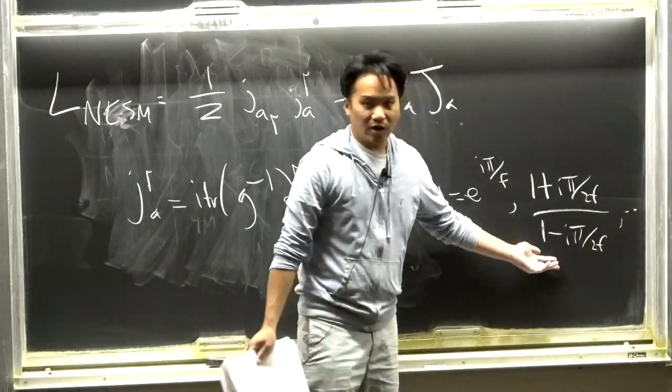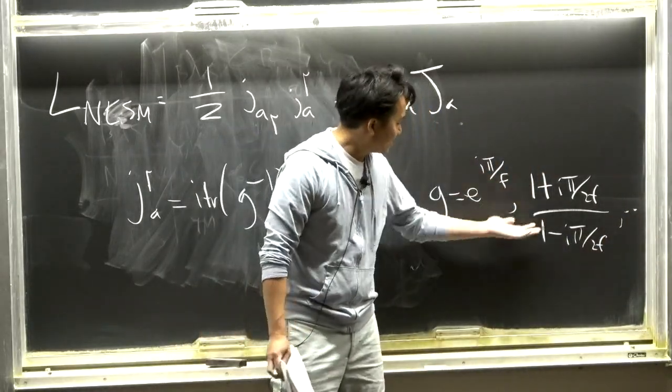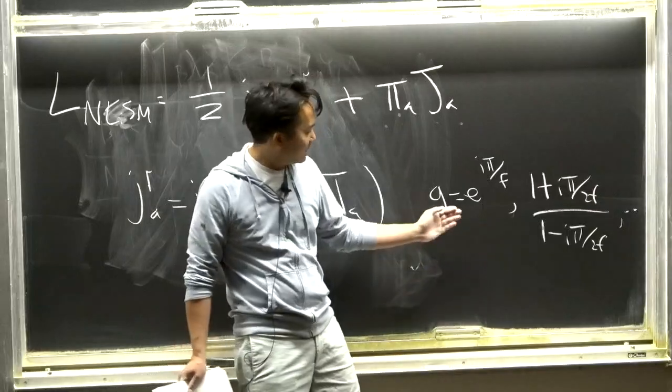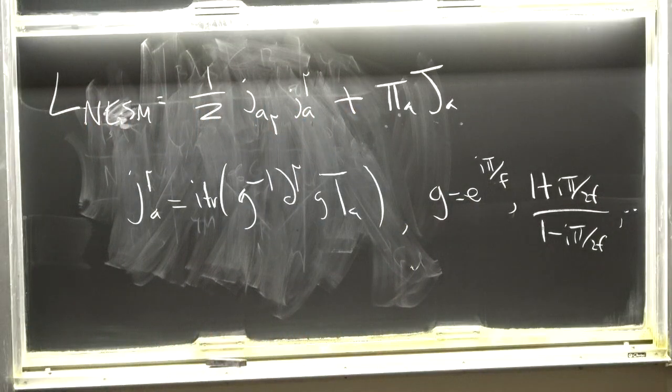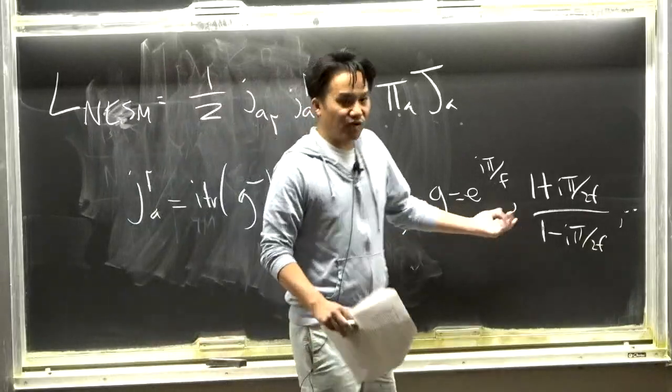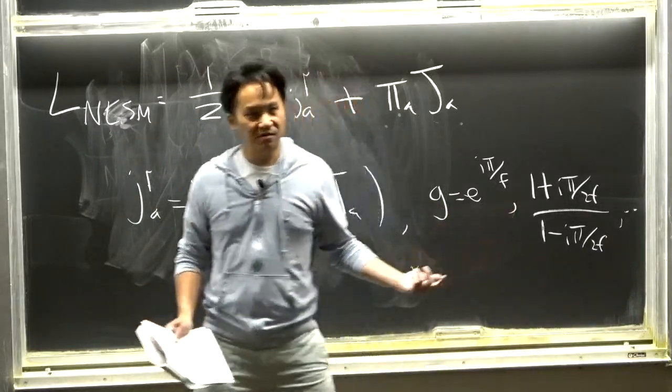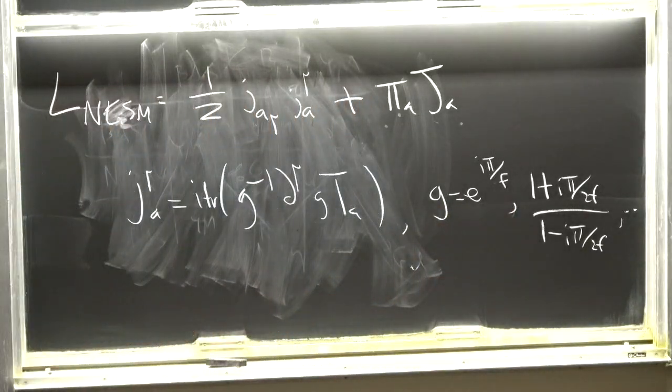Okay, another way to parameterize this. These are not equal. I'm not saying they're equal, but these are different ways of embedding pi inside G. Okay, and they're related to each other by field redefinitions of the pion. So neither of these is right. They're just different coordinate choices. It's like any other scalar field theory.